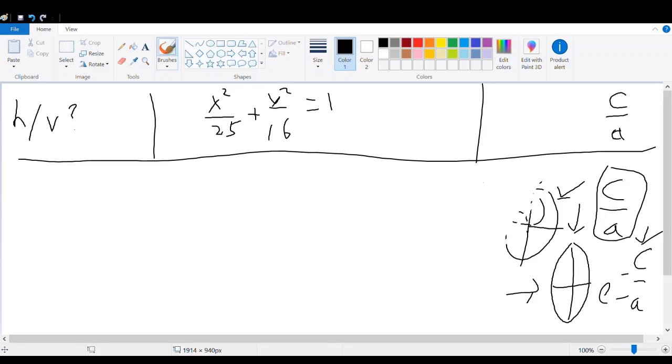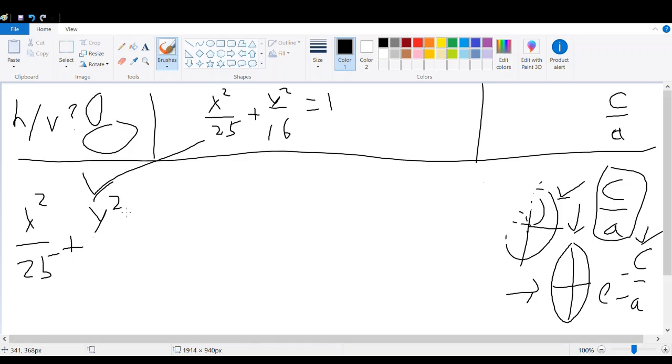Okay, so now we're gonna decide how do we decide if it's a horizontal ellipse, like whoop, or a vertical ellipse? Whoop. So, I'll use this equation for an example. X squared over 25 plus y squared over 16 equals 1. Is that horizontal or is it vertical? Well, me, being so smart, knows that it is horizontal. But how would you know that?